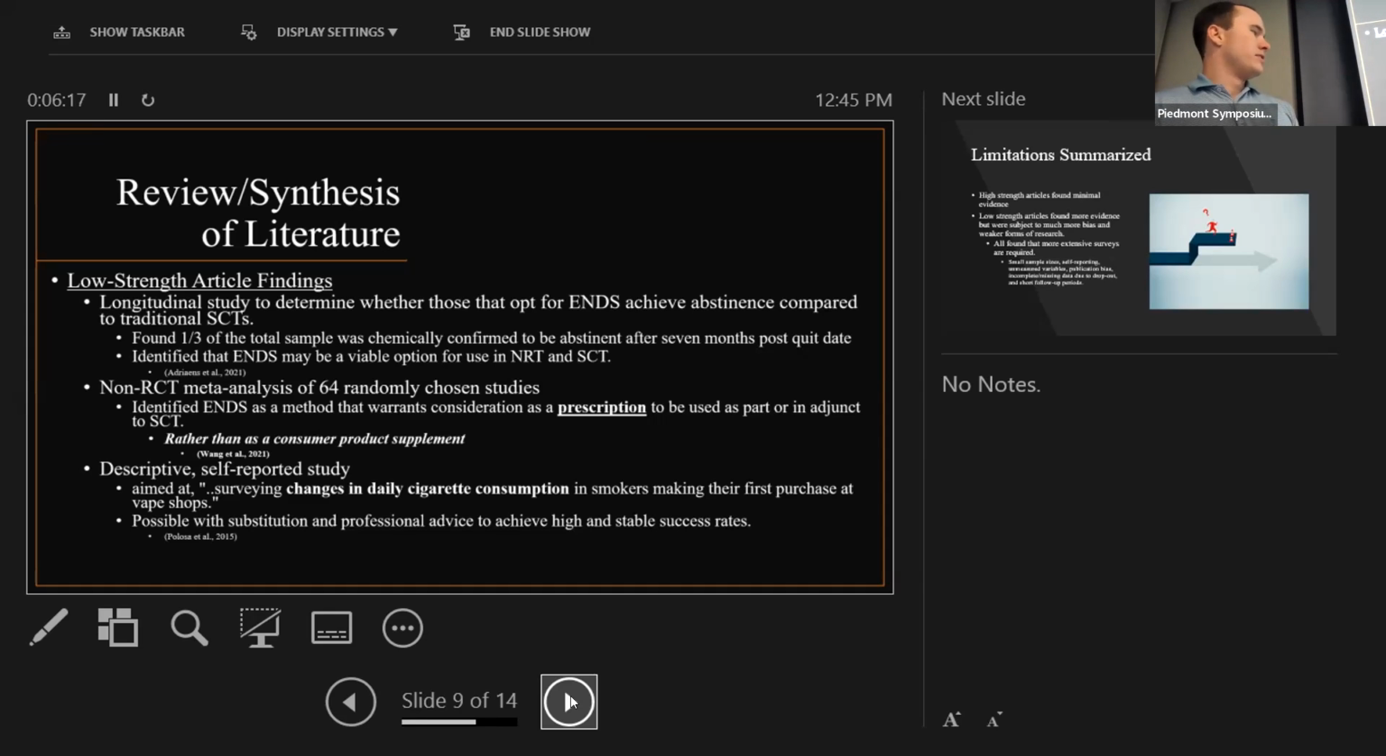And then the last one is a descriptive self-reported study. So just exactly what it says, a self-reported study. And they were just surveying people who were coming in and making their first purchase at a vape shop. And they found it possible with substitution and professional advice to achieve high and stable success rates in cigarette abstinence.